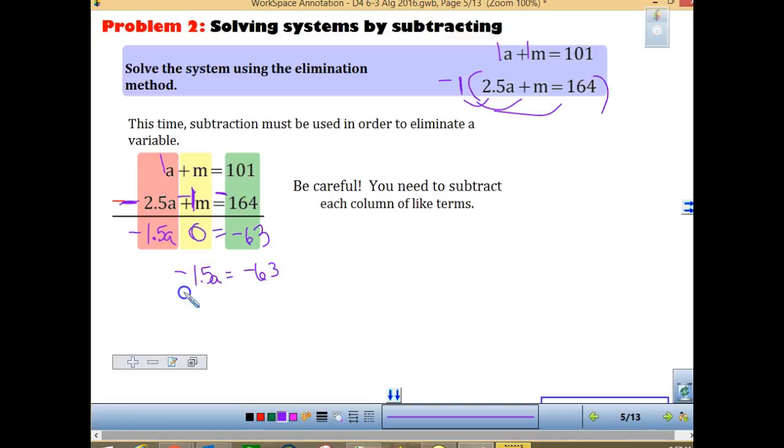I want to divide on both sides by negative 1.5. If I do that, Abby, what'd you end up with? We should have 42.